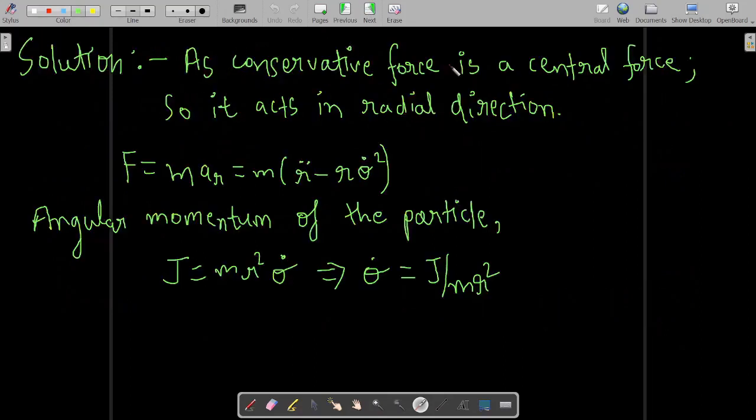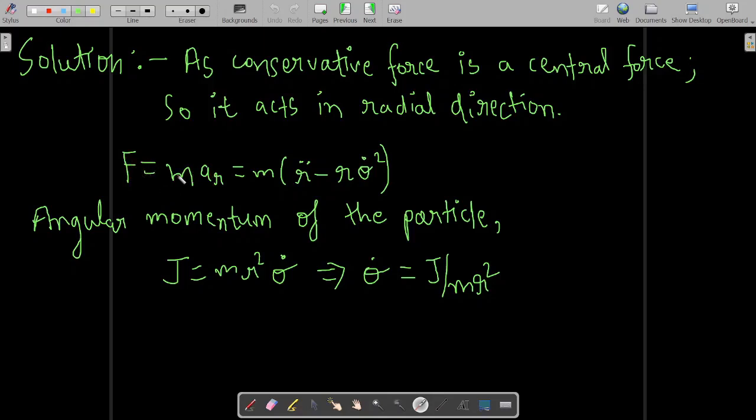As a conservative force is a central force, you have already learnt in the lectures. In the lectures I have already told you that a conservative force is a central force. As it is a central force, it acts in the radial direction. So F equals mass into a_r. Now what is this a_r? a_r means radial acceleration, and m is the mass of the particle, and F is the force acting, which is a conservative force.